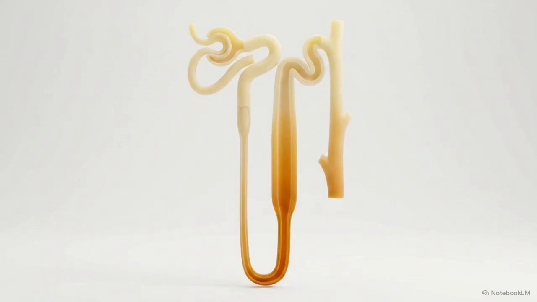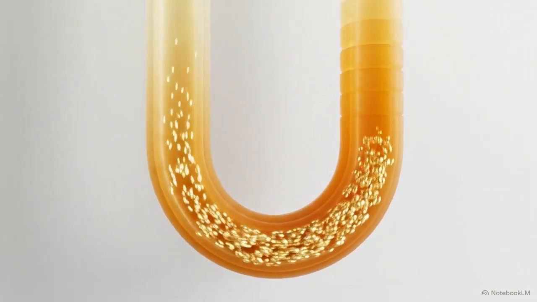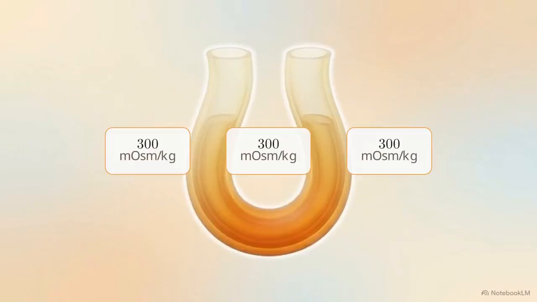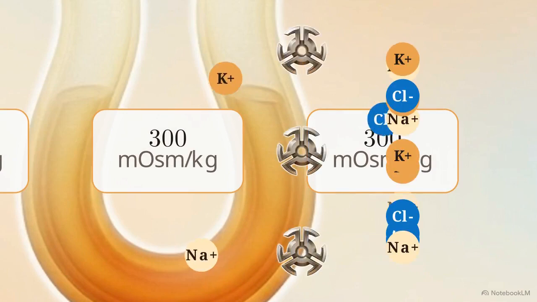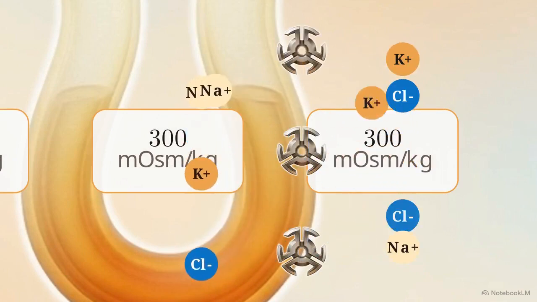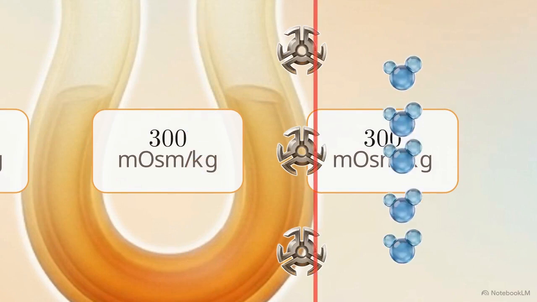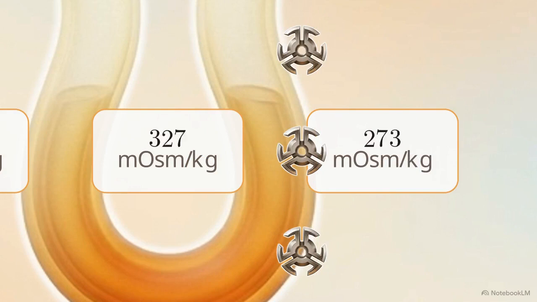The construction of this gradient begins in the loop of Henle. Fluid flows down into the medulla through the descending limb, makes a hairpin turn, and travels back up through the ascending limb. In the thick ascending limb, the NKCC2 cotransporter uses secondary active transport to move sodium, potassium, and chloride ions out of the tubular fluid and into the interstitial tissue. Normally, water follows via osmosis, but this ascending segment is strictly impermeable to water.